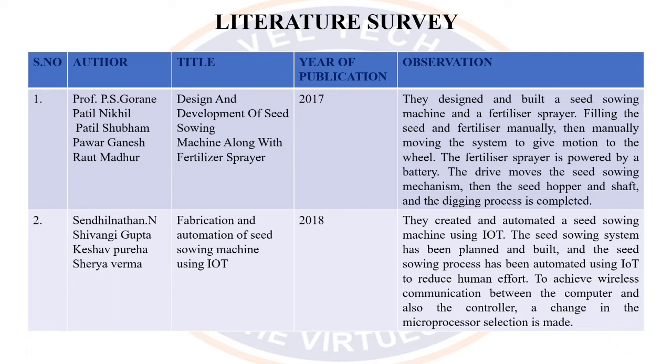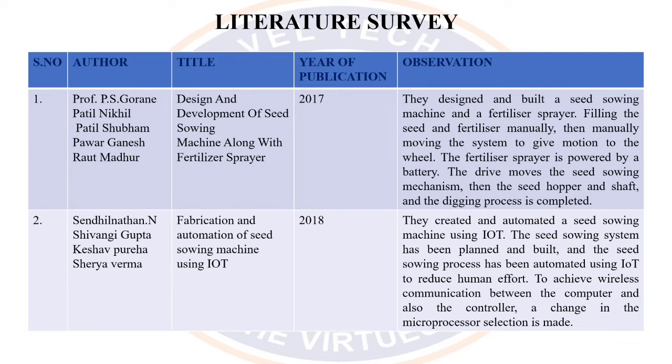Observation. They designed and built a seed sowing machine and a fertilizer sprayer. Filling the seed and fertilizer manually, then manually moving the system to give motion to the wheel. The fertilizer sprayer is powered by a battery. The drive moves the seed sowing mechanism, then the seed hopper and shaft, and the digging process is completed.